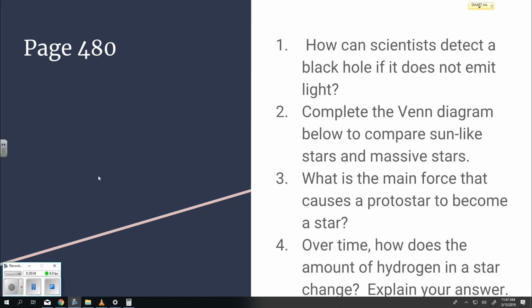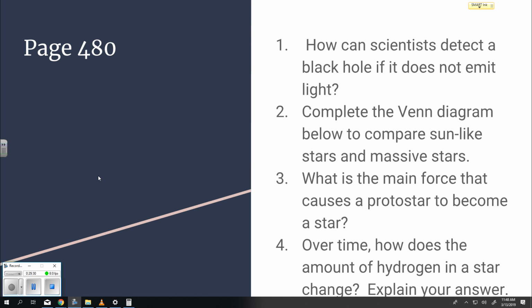Question 2. Answers can be found on pages 476 through 478. Under sun-like star: medium mass, longer life, white dwarf.